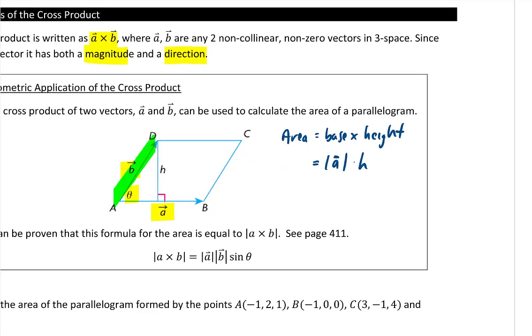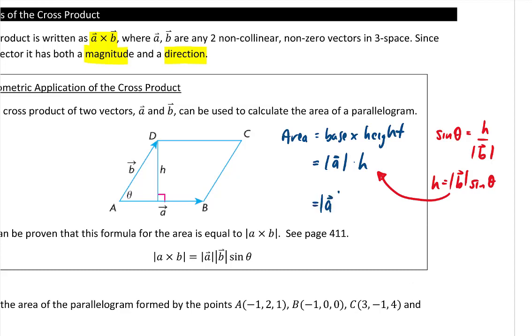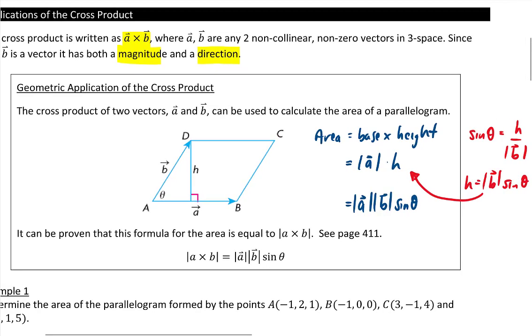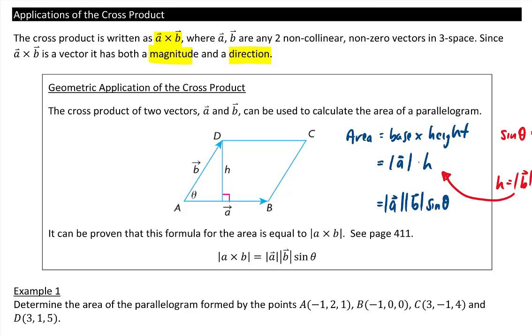So let's take a look at this triangle here. We see that the sine of angle theta is equal to h over the magnitude of vector B, which tells us that h is equal to the magnitude of B sine theta. So if we replace the h here, the area of this parallelogram is the magnitude of vector A, the magnitude of vector B, sine of the angle between vectors A and B. So this is the magnitude of the cross product for two geometric vectors, which happens to be the area of the parallelogram determined by two vectors A and B.